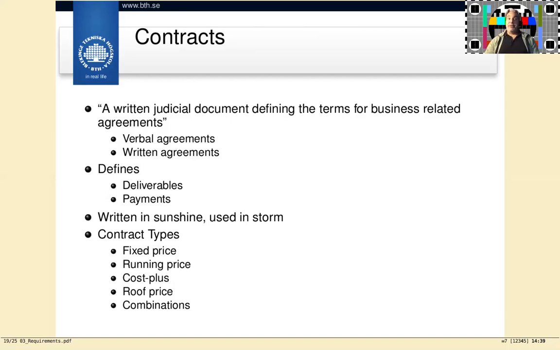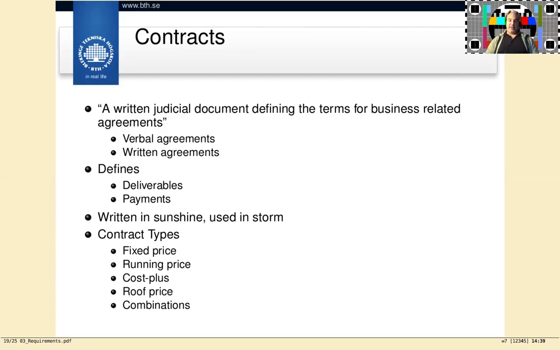Means that you get paid for everything you do, but the customer, on the other hand, is sitting on all the risk that you will be working slower than expected, or there are problems that you hadn't anticipated beforehand. So you push the risk to the customer instead there with the running price.